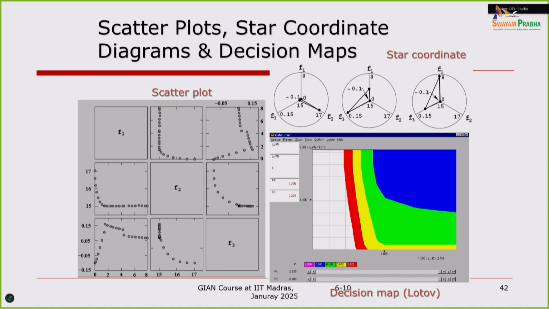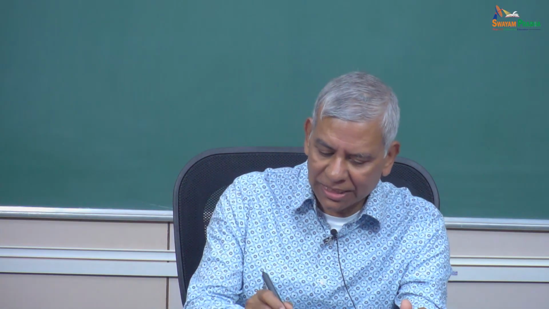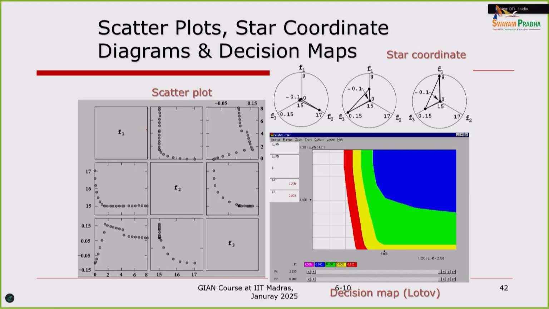There are much better techniques. This is called the scatter plot, where if there are 3 objectives, you do all 3 choose 2 plots: F1 with F2, F1 with F3, and F2 with F3. So this is enough to show. This one is F1 on this axis, F2 on this axis, this one F3 and F1, and this one will be F3, F2. So these are the 3 pairwise plots you see.